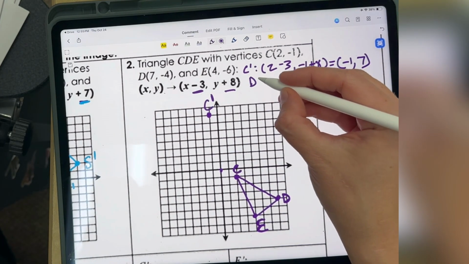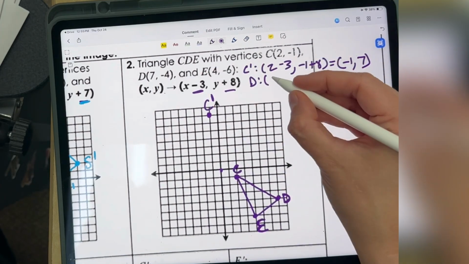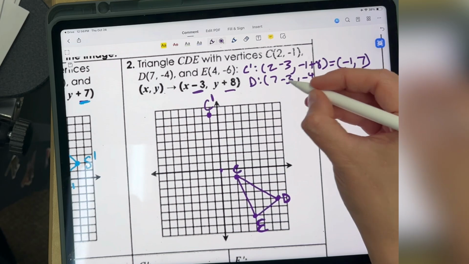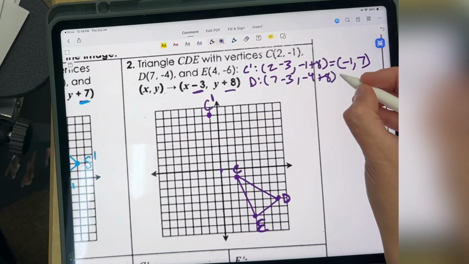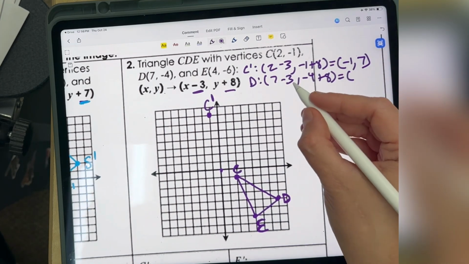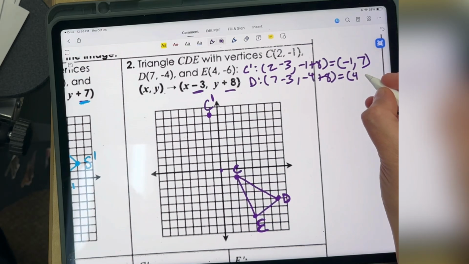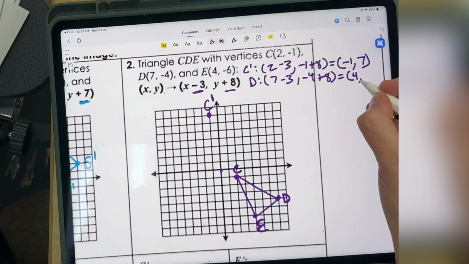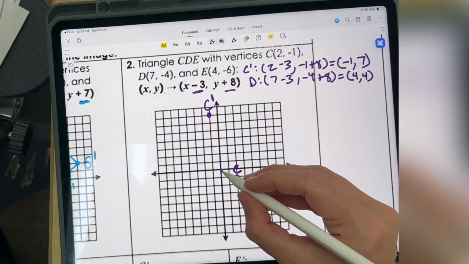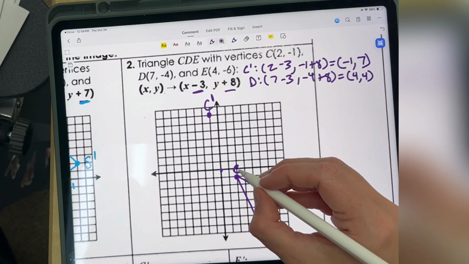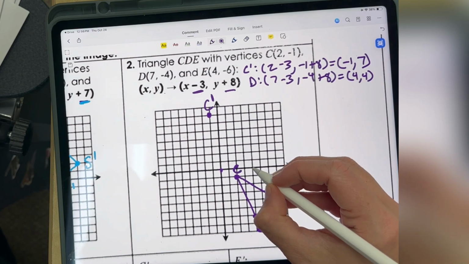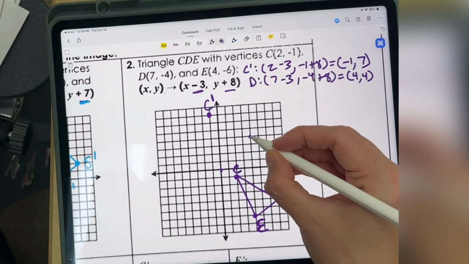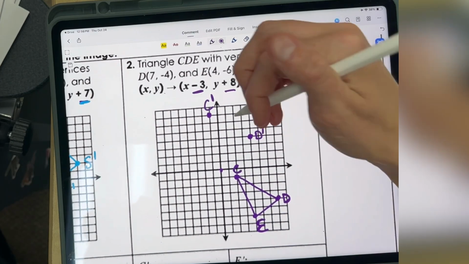Okay, D would be 7, -4 was our original. Again, we are subtracting 3 from every X, adding 8 to every Y. So our new point would be at 7 minus 3 is 4. And then -4 plus 8, or 8 minus 4, would be 4. So D prime is at 4, 4. So starting at the origin, 1, 2, 3, 4, up 1, 2, 3, 4. And that is D prime. Connect those.